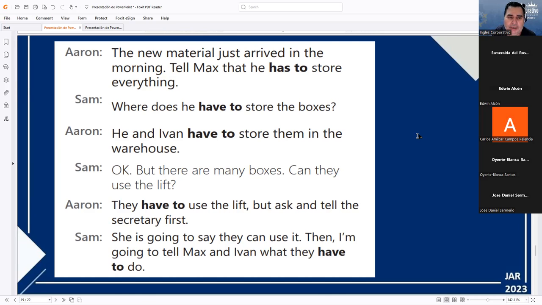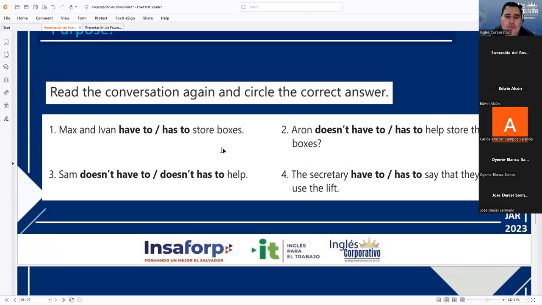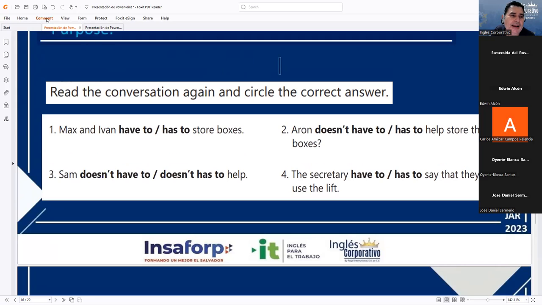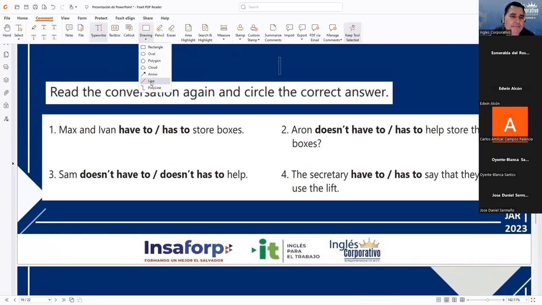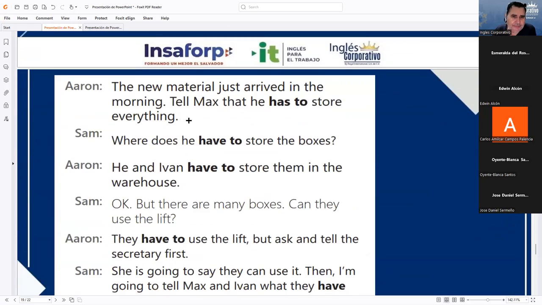Okay, let's see. Max and Ivan have to do what? What do we say? Have to or has to? Has to. Why? They. Exactly. Max and Ivan are they, so they have to. Excellent. Number two, Aaron doesn't have to or has to help store the boxes? Teacher, I don't remember. No problem. Let's look here. Tell Max he has to store everything.